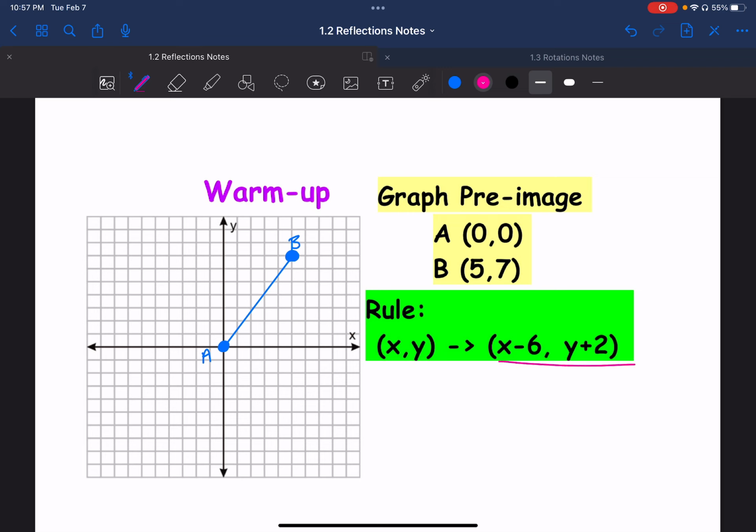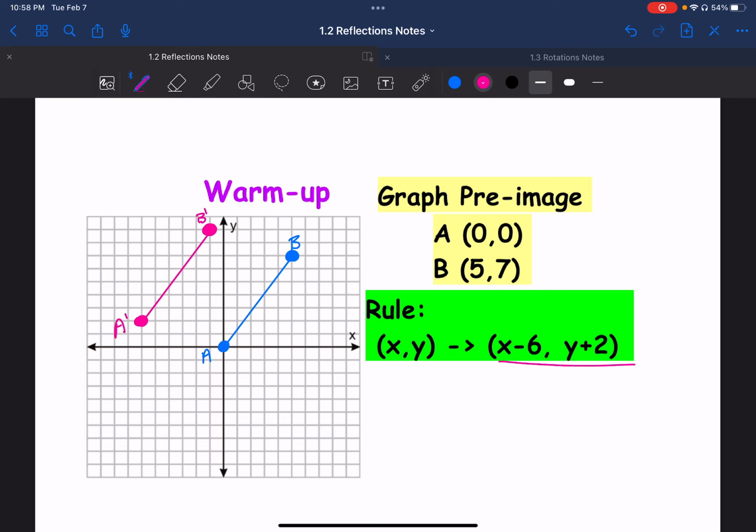Now, when I'm doing this, I like to just take each point, go, okay, I got A. A needs to go back 6. 1, 2, 3, 4, 5, 6. Up 2. 1, 2. This is the point I'm looking for, right here. I'm back 6, up 2. And then I need to do the same thing with B. B needs to go back 6. 1, 2, 3, 4, 5, 6. Up 1, 2. I get this coordinate right here. A prime, B prime, line segment.